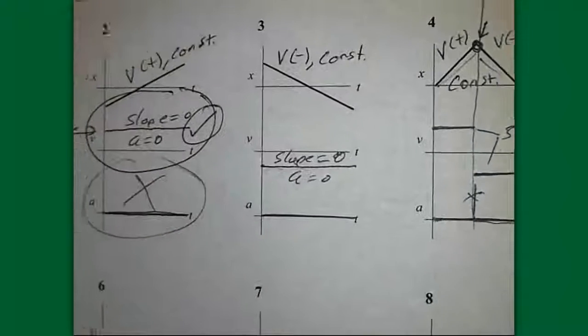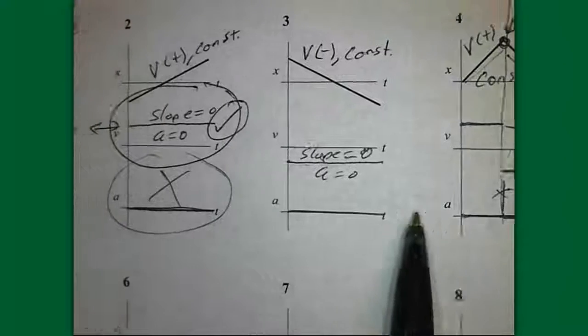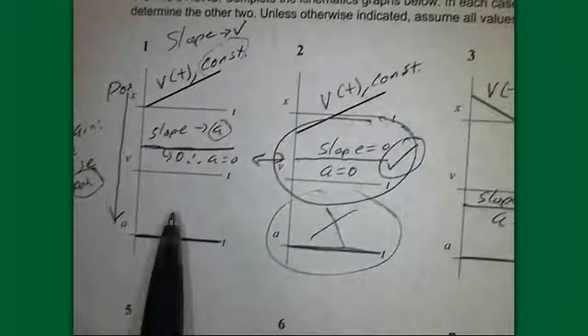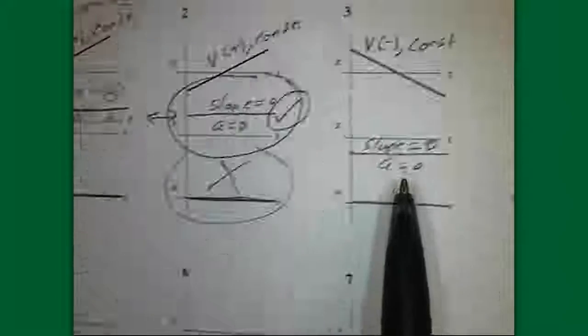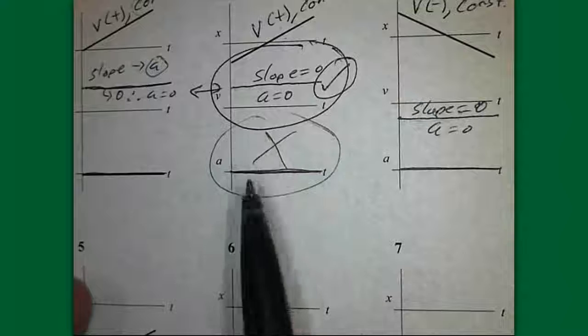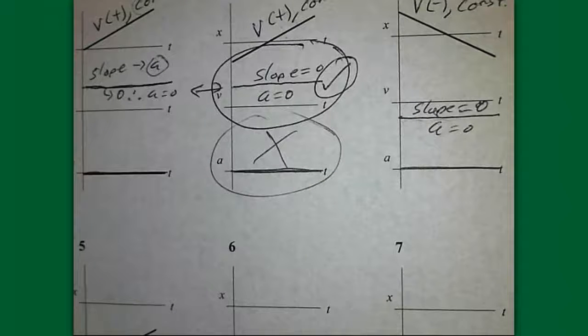Still 0 acceleration. So again, check it out that we got the same acceleration graph all 4 times, despite the fact that we had different motions. Once again, highlighting the fact that the acceleration time graph is probably not the most useful for us to use.